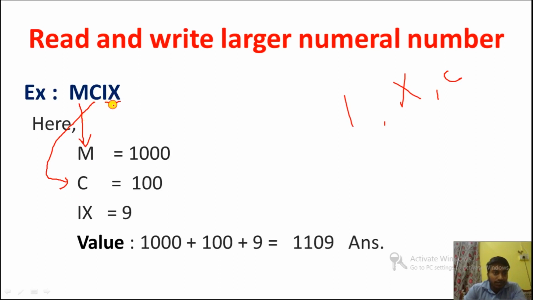Clear? So now take this IX. So value of X you know very well, 10, and value of I 1. So when we subtract, you get 9.